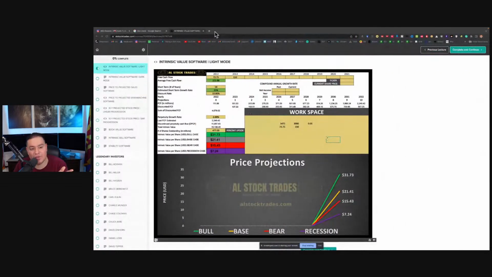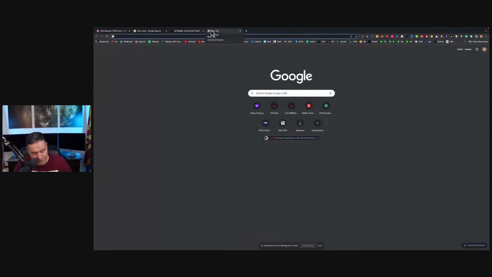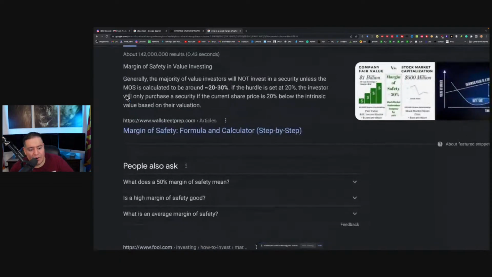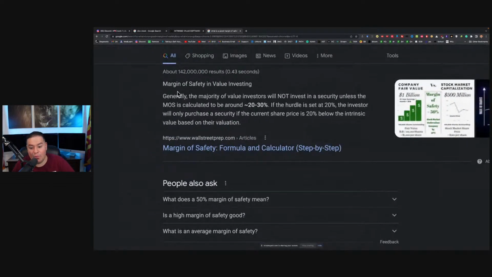So now let's do a simple Google search and type in, what is a good margin of safety? This is just a generic Google. I wouldn't trust it, but let's see what numbers we get. Generally, the majority of value investors will not invest in a security unless it has a margin of safety, MOS, of around 20 to 30%. If the hurdle is set to 20, the investor will only purchase a security if the share price is 20% below the intrinsic value. But here's the thing, guys.